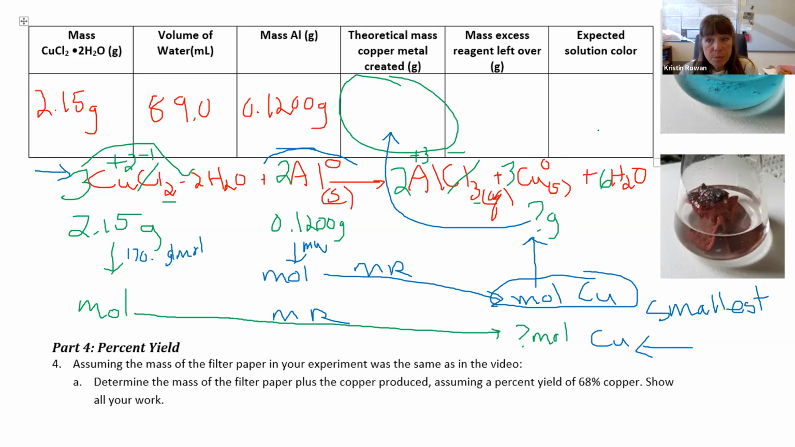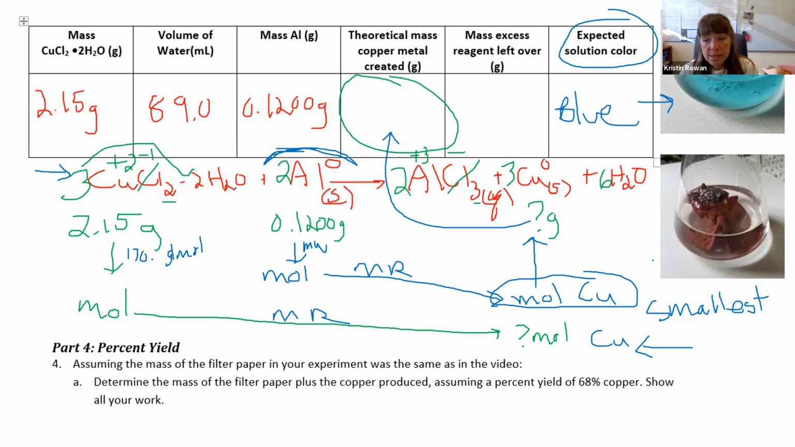So then the expected solution color over here, we're trying to say, well, if I determine that aluminum is limiting, it's going to be all gone. And what's going to be left is the copper 2 chloride dihydrate, some of it. I would just write here blue. But then you're going to have to explain that later. So I have some pictures over here on your right. The top one is showing if copper 2 chloride dihydrate had been in excess, it would remain blue.